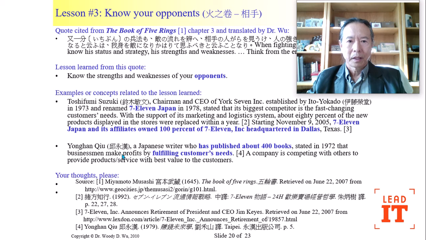Yonghan Chu is a Japanese writer who published 400 books. Whoa, how about that? Dr. Woody Wu published 17 books and he thought he himself was good. No, compared to 400 books, 17 books is nothing. Really nothing. Whoa, how about that? And he said that fulfilling customers' needs, we always think about customers number one. Dr. Woody Wu would like to say maybe, maybe not. It depends. Maybe employees come number one. You take care of your employees and let your employees take care of your customers. If you have unhappy employees, it's not going to help your business, especially on the service side.